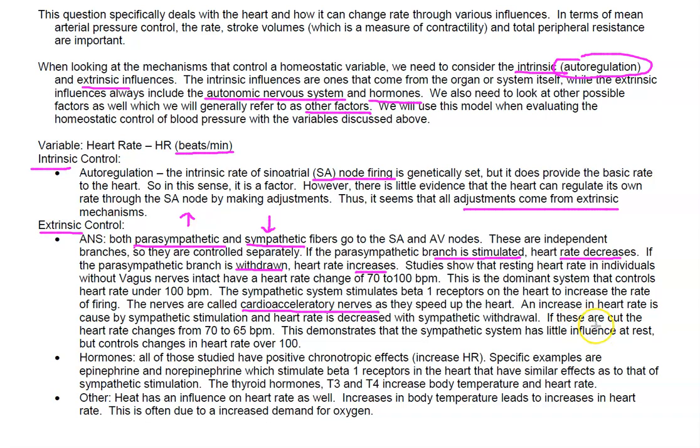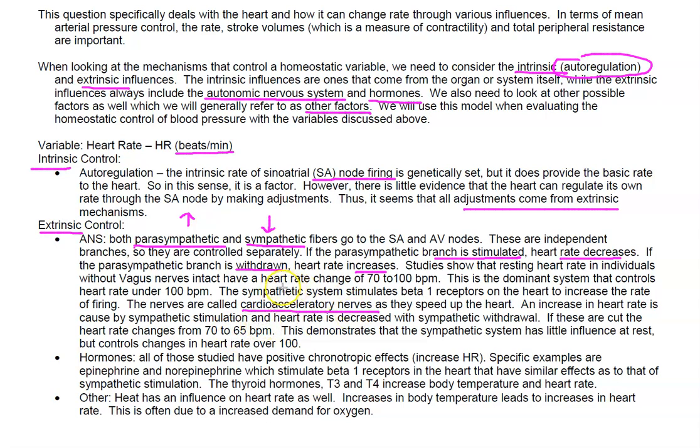It has much less influence at rest on the heart. It has more of an influence when the heart rate gets over about 120. It's about half and half between 100 and 120, and the sympathetic is the primary influencer after 120, which means the parasympathetic is the primary influencer below 100. One piece of evidence for that is that if we cut the cardioacceleratory nerve, the one that speeds up the heart, the heart rate slows down a little bit, usually less than 5 beats per minute. So it shows us that the cardioacceleratory nerve, the sympathetic nerves, do not have a huge influence at rest.